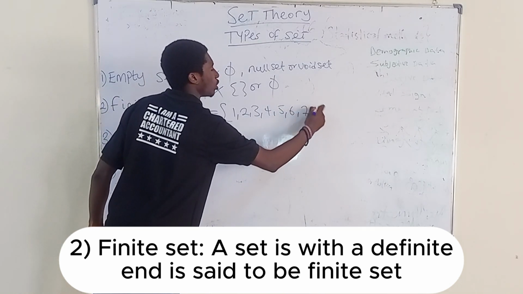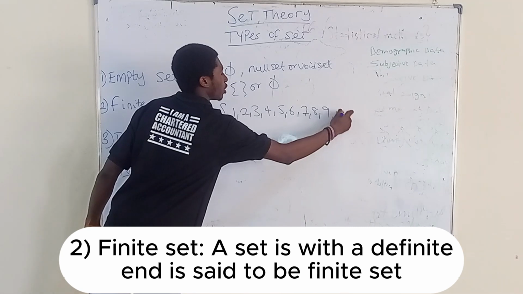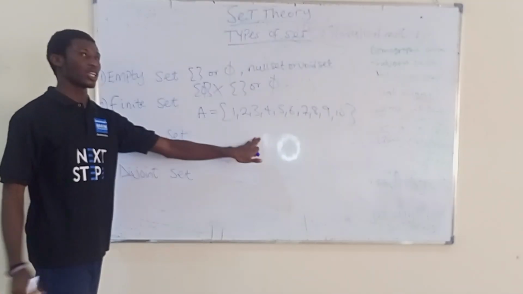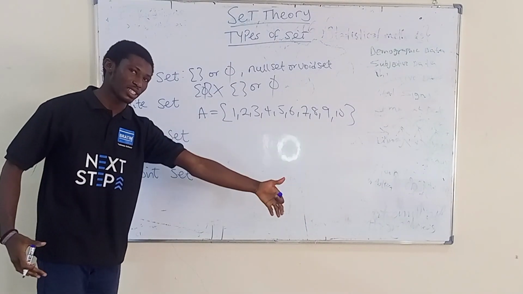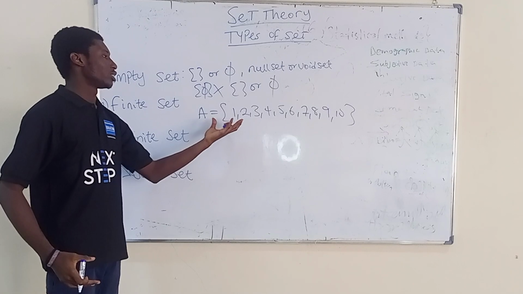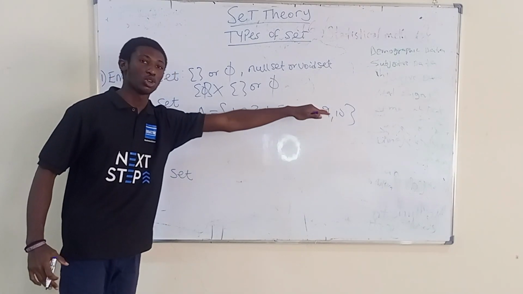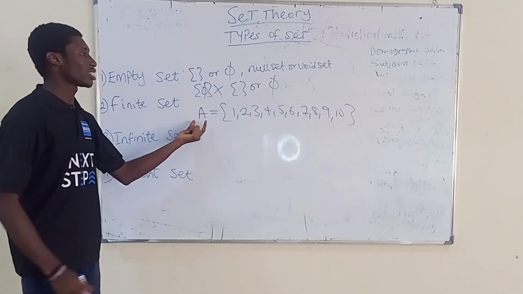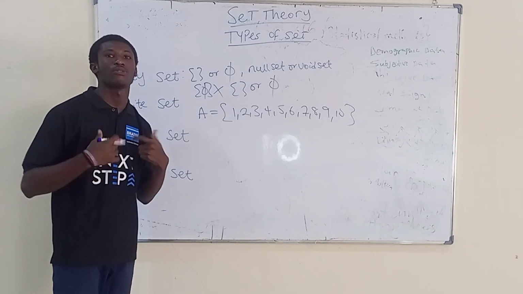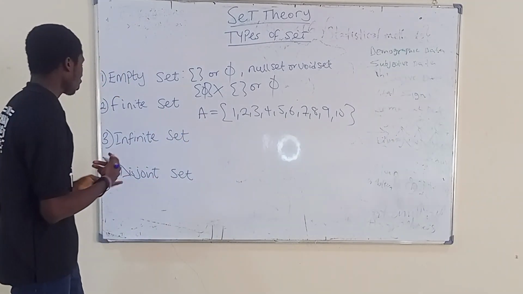6, 7, 8, 9, 10. This set will be regarded as a finite set. So this set has what? A definite end, because it ends at the number 10. So that means the set A is regarded as a finite set.